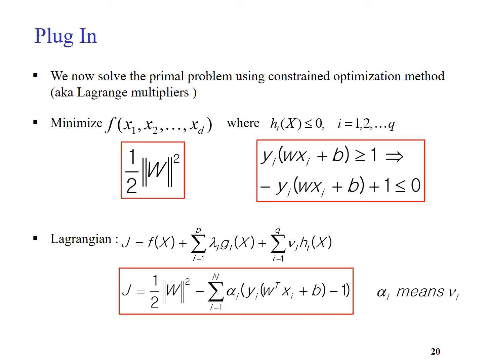Okay, we have seen the primal form of SVM, and now let's solve the problem using the constraint optimization method. What we are doing here is basically changing the primal problem to what is called the dual problem. So you change the primal problem to the dual problem first, and then solve the dual problem. You may wonder, why not just solve the primal problem?